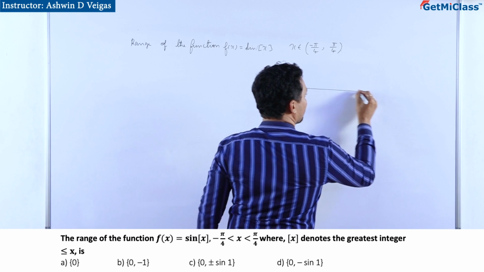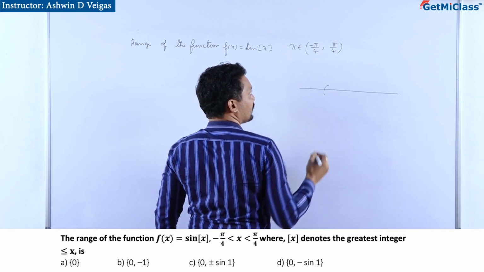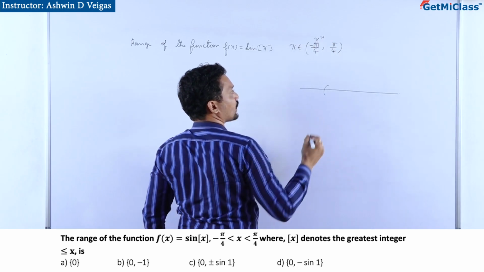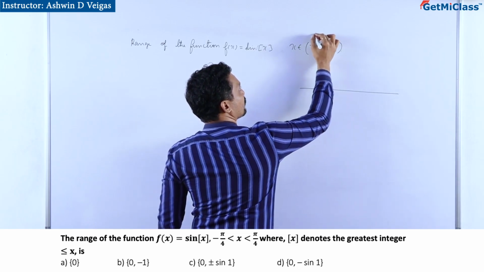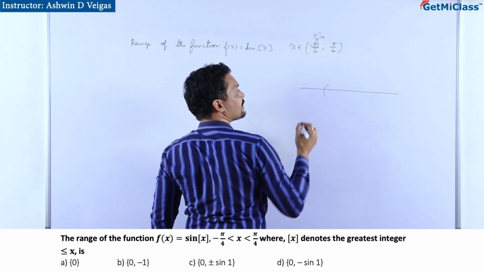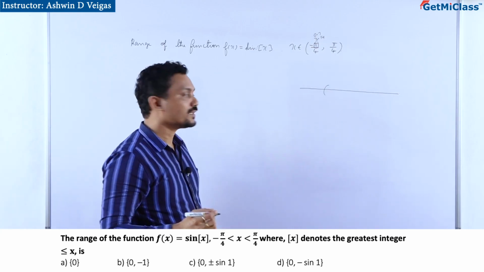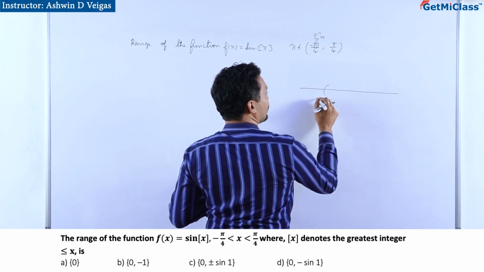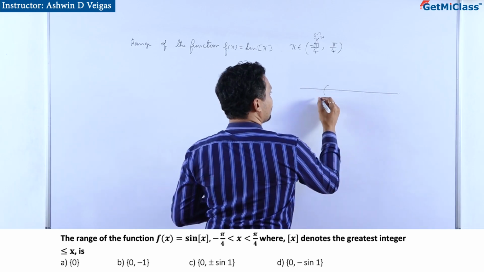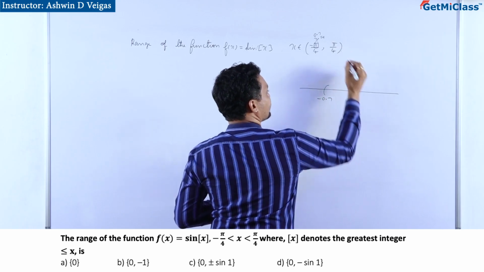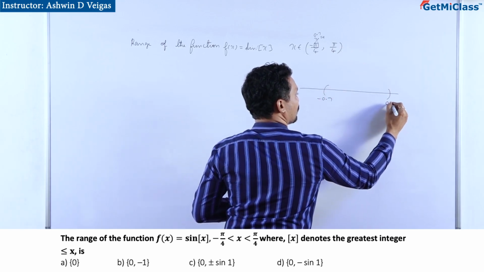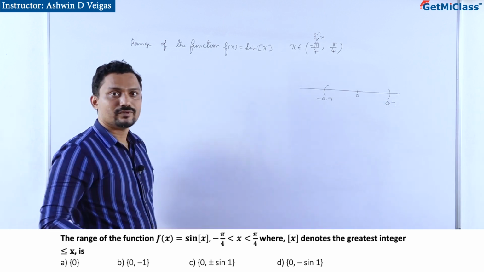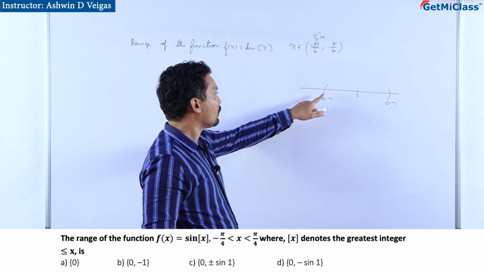Now if you look at the number line, pi is approximately 3.14. Now 3.14 by 4 will become 0.7 something, so minus 0.7. So you have to analyze this function in the interval minus 0.7 to plus 0.7. So here there will be 0.